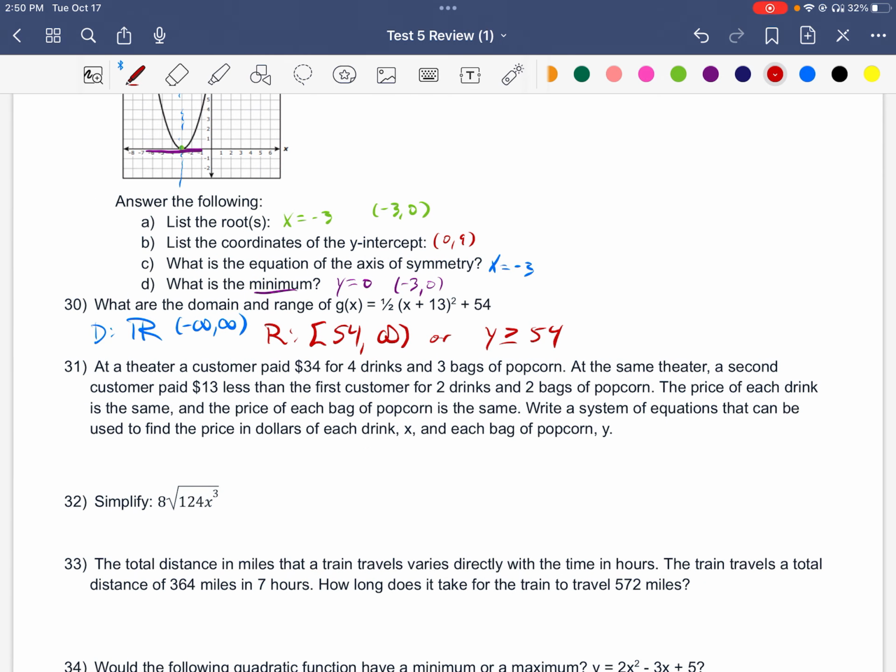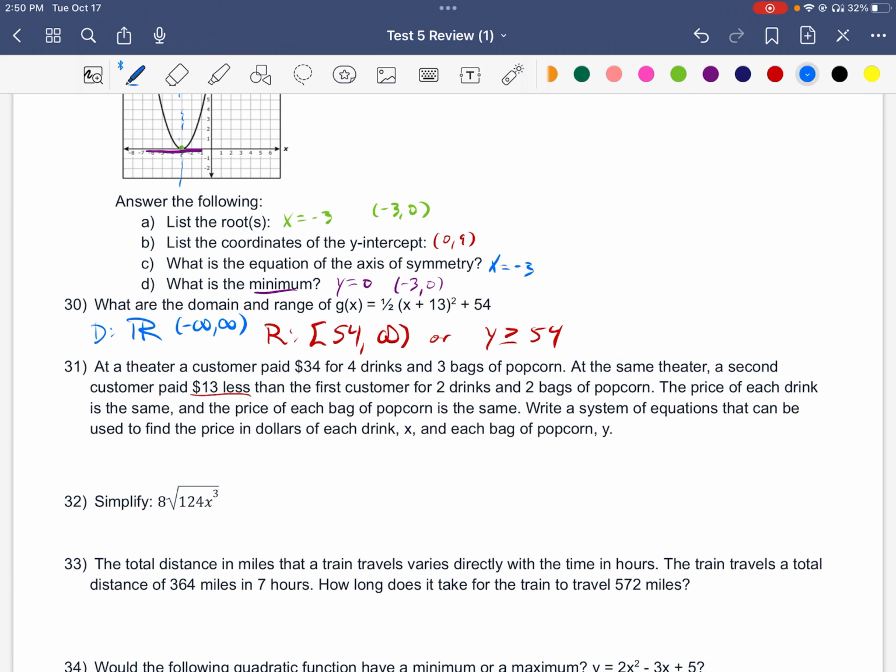At a theater, a customer paid $34 for 4 drinks and 3 bags of popcorn. At the same theater, a second customer paid $13 less than the first customer for 2 drinks and 2 bags of popcorn. The price of each drink is the same, and the price of each bag of popcorn is the same. Write a system of equations that can be used to find the price in dollars for each drink X and each bag of popcorn Y.